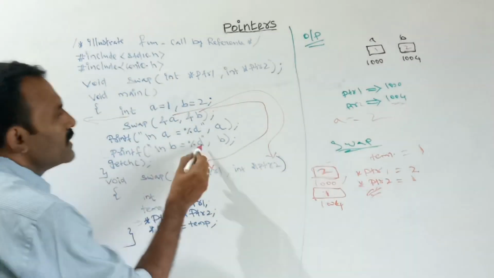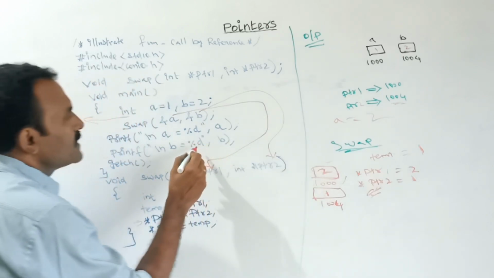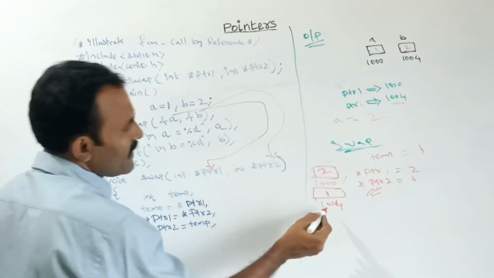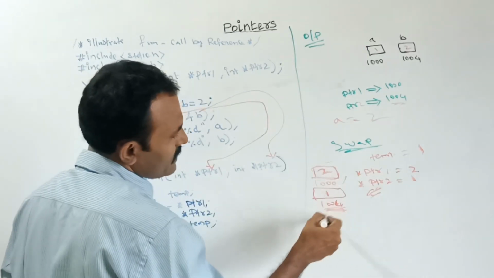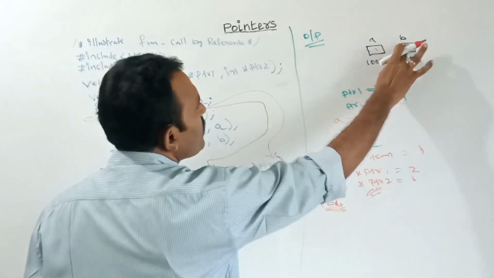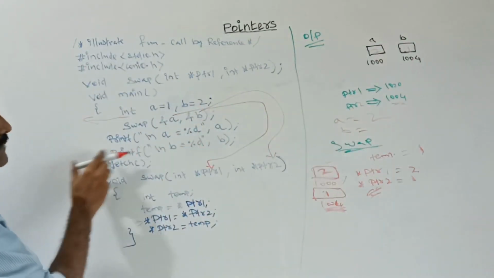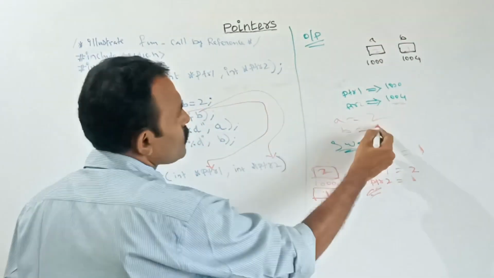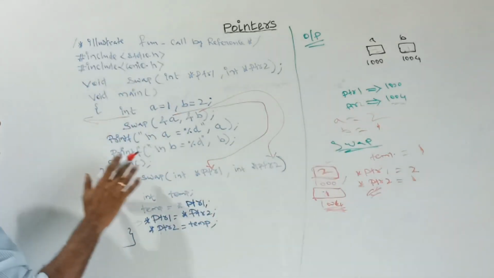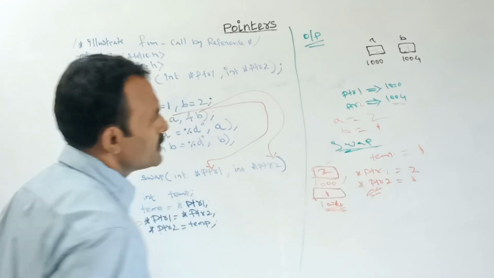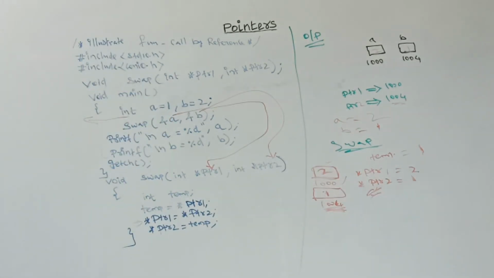Next, b is equal to percent d, then b. The location of b is 1004, and this 1004 holds the value 1, so the next step prints 1. So after swapping, the output displayed is a is equal to 2 and b is equal to 1. So this is the output.